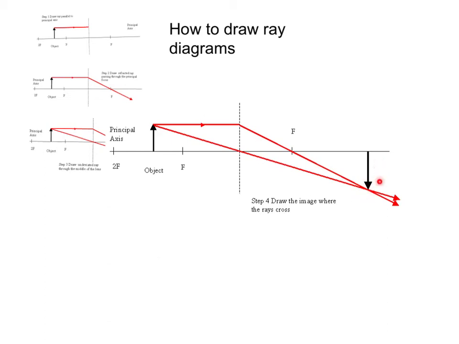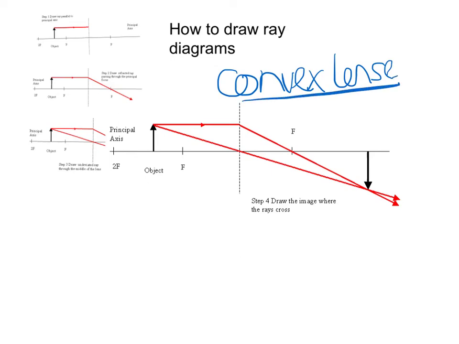So in this case, the image is inverted, it's upside down. It's real because it's formed by real rays of light, and it's magnified, it's bigger than before. So remember, we've just looked at how to draw a ray diagram for a convex lens. Okay. We also have to look at how to draw a ray diagram for a concave.